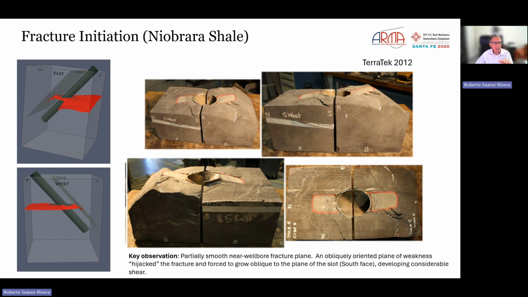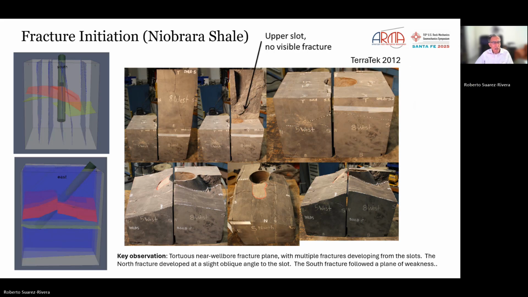But on the other side, it started nice and continuous and hit this interface, which is presented here, and then the fracture started running along those interfaces. So that's what we wanted to understand, is not the near wellbore effects, and that's why we created these bigger slots, but the close to the wellbore effects.